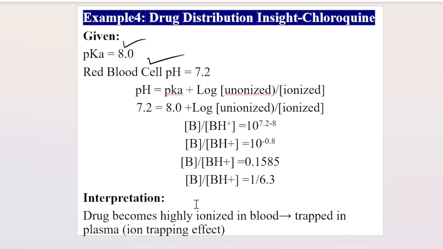So that means that if you take the chloroquine, it will be moved to the RBCs. And the pH inside the RBCs is 7.2, and our blood pH is 7.4. So the drug that goes inside the RBC becomes ionized. Most of the drug is available in ionized form.